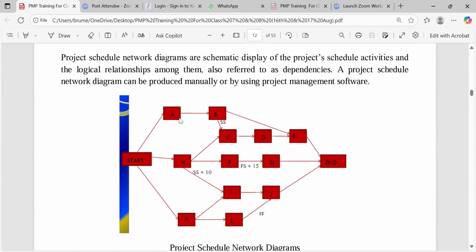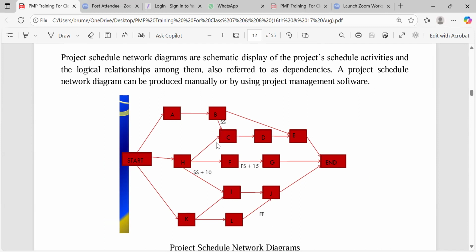We can see activity A, how it connects to activities B, C, D. Now you see under B and C, did you see the SS? Is it showing? Can you see SS under B and C? Yes, I see it. That SS is showing what? Start to start relationship, right?